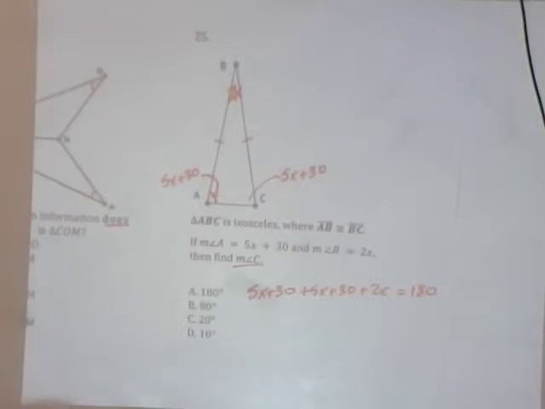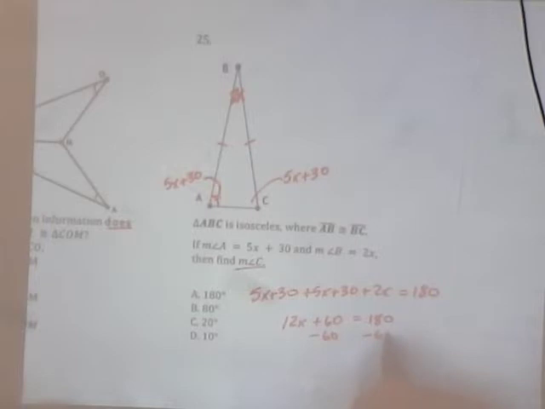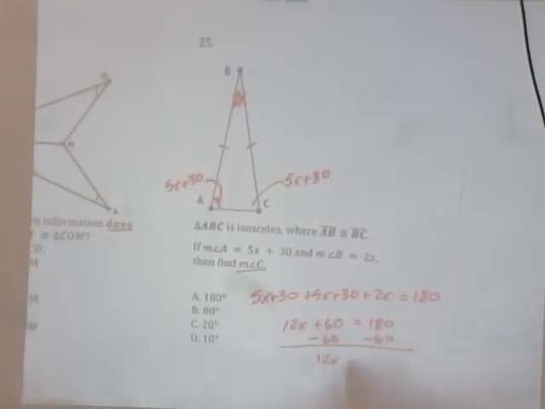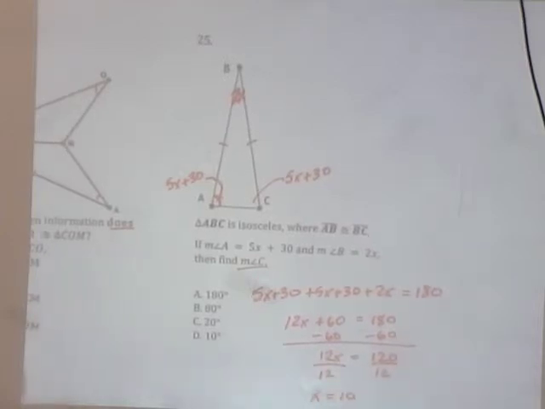So 5x plus 30 plus 5x plus 30 plus 2x has to equal 180. Combine some like terms. What does that give me? 12x plus 60 equals 180. Then minus 60 to both sides, and 12x equals 120. Then divide by 12. So x equals 10, right?